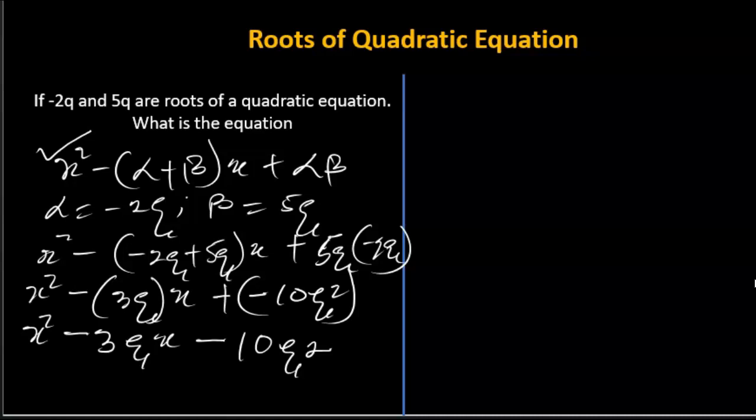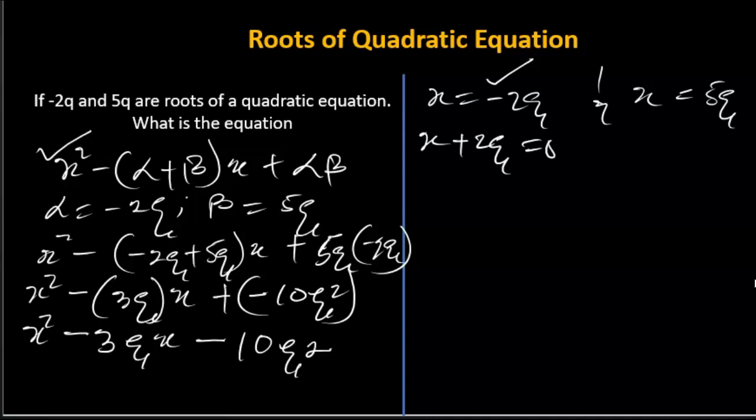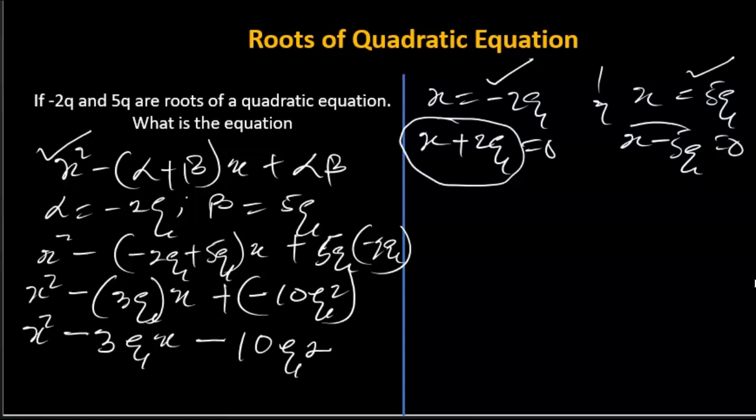But now let's solve from the factors of this quadratic equation. From the factors, I know that I've been given that x is equal to minus 2q, and also that x is equal to 5q. When x is equal to minus 2q, it shows that x plus 2q is equal to 0. And when x is equal to 5q, it shows that x minus 5q is equal to 0. So the quadratic equation has two factors, x plus 2q and x minus 5q.